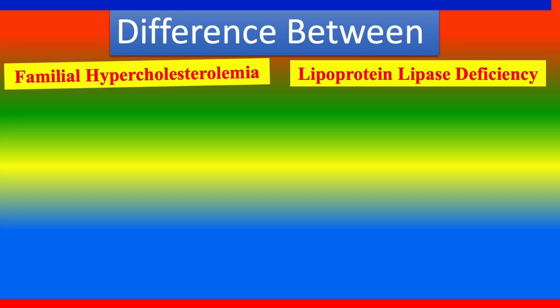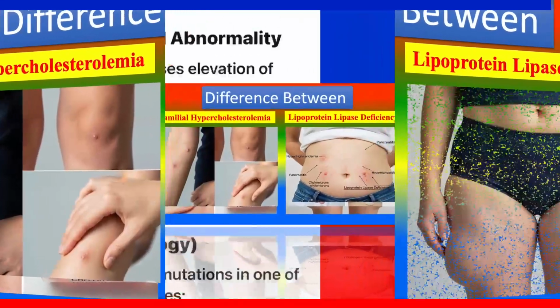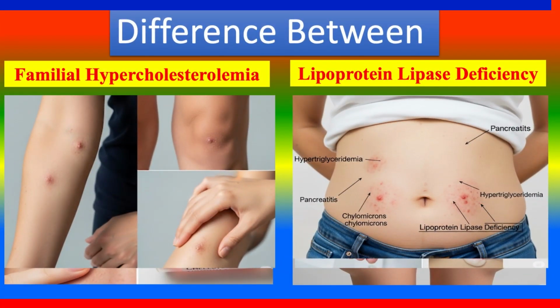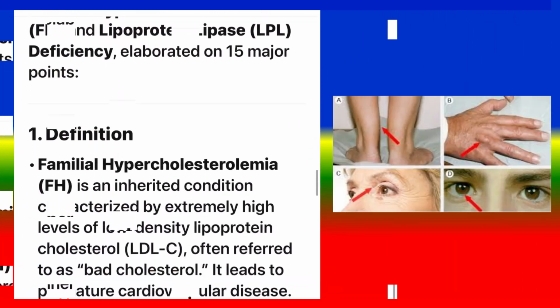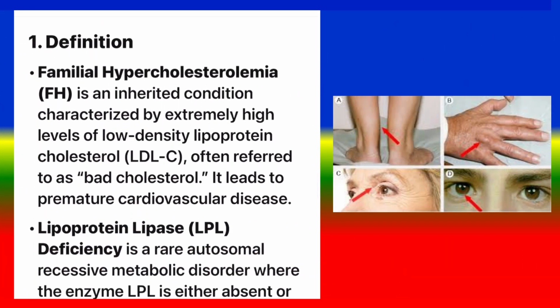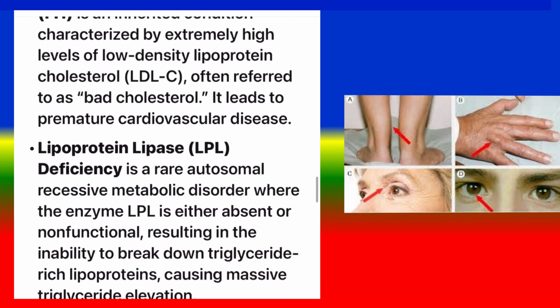Here is a detailed comparison of familial hypercholesterolemia (FH) and lipoprotein lipase (LPL) deficiency, elaborated on 15 major points. 1. Definition. Familial hypercholesterolemia (FH) is an inherited condition characterized by extremely high levels of low-density lipoprotein cholesterol, LDL-C, often referred to as bad cholesterol. It leads to premature cardiovascular disease.